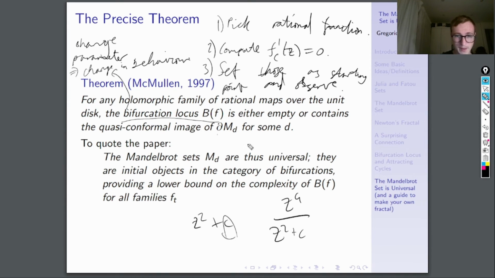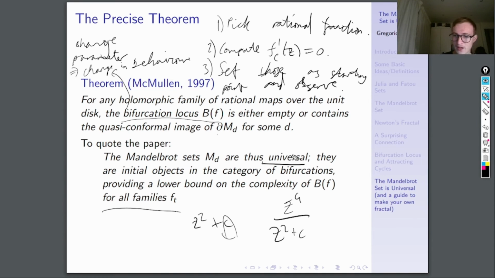So anyway, to quote the paper, the Mandelbrot sets are thus universal. They are initial objects in the category of bifurcations, which I'm not sure is a specific term, but if anybody knows, then let me know in the comments. I love this part of the sentence, providing a lower bound for the complexity of the bifurcation locus for families f of t. So the Mandelbrot set provides a lower bound for the complexity of the bifurcation locus.